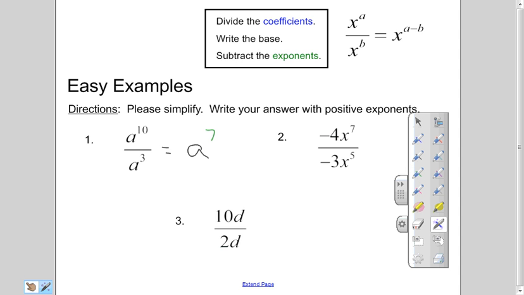And you say, well, what did you do with the coefficients? Well, in these easy problems, if you notice, I have 1 as a coefficient there, and 1 as a coefficient there, so that is a 1 that I don't need to write.